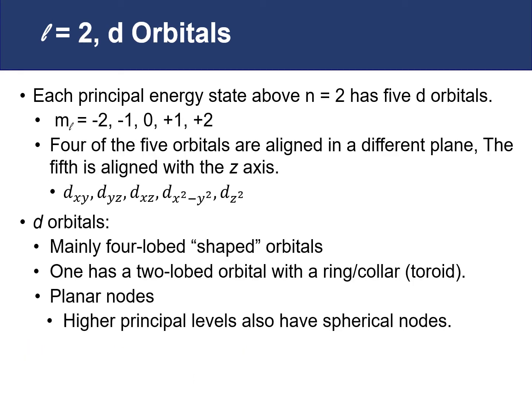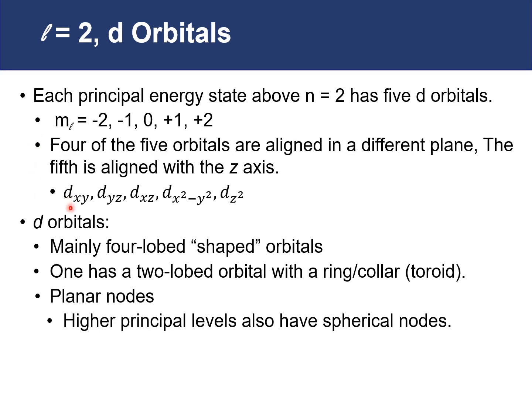The next series of orbitals are the d orbitals, for which L is equal to 2. Because L needs to be 2 for you to have d orbitals, the lowest principal energy state would be 3. So each principal energy state above n equals 2, not including n equals 2, will have 5 d orbitals. The d orbitals correspond to m sub L values of -2, -1, 0, +1, and +2. 4 of the orbitals are going to be aligned along different planes. The fifth is aligned along the z-axis.